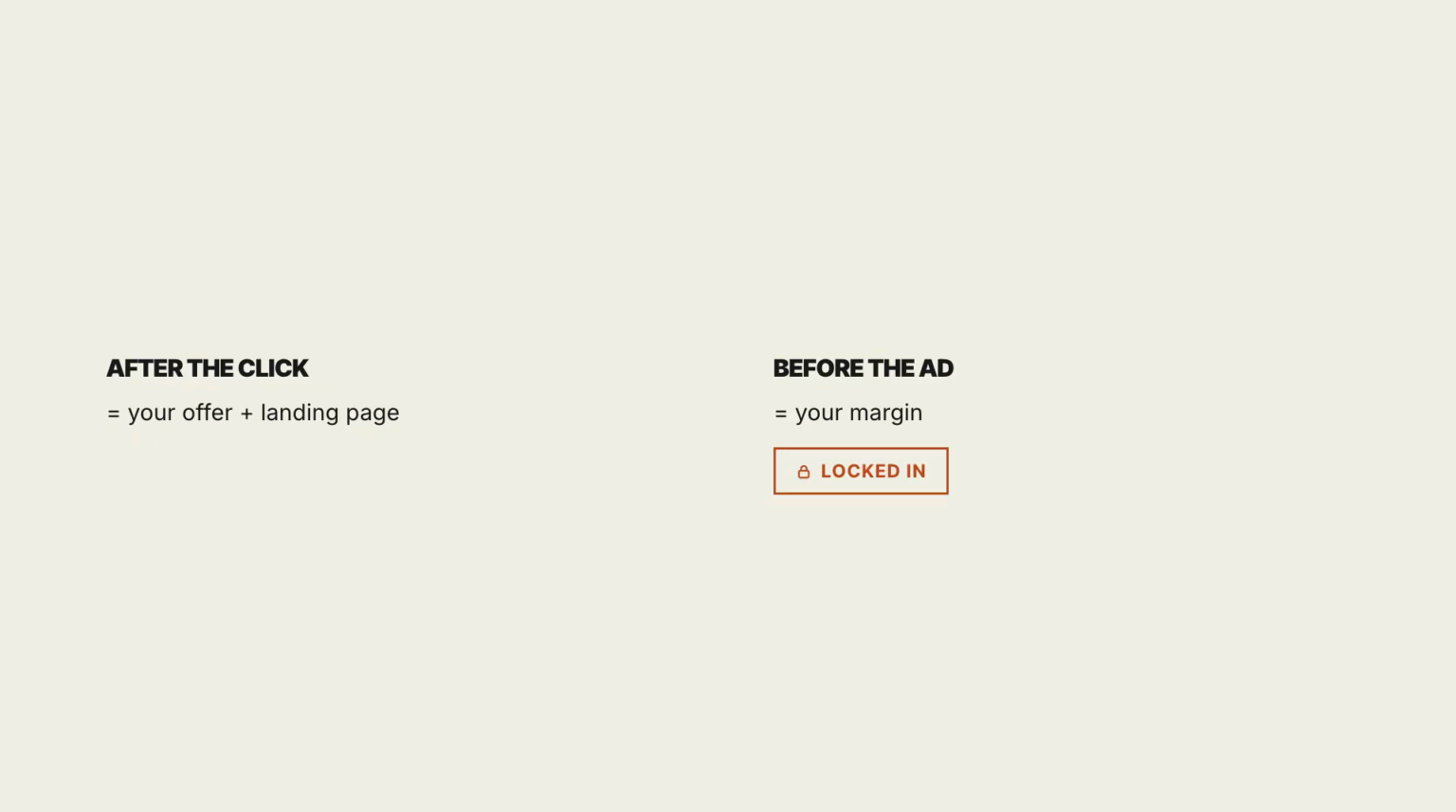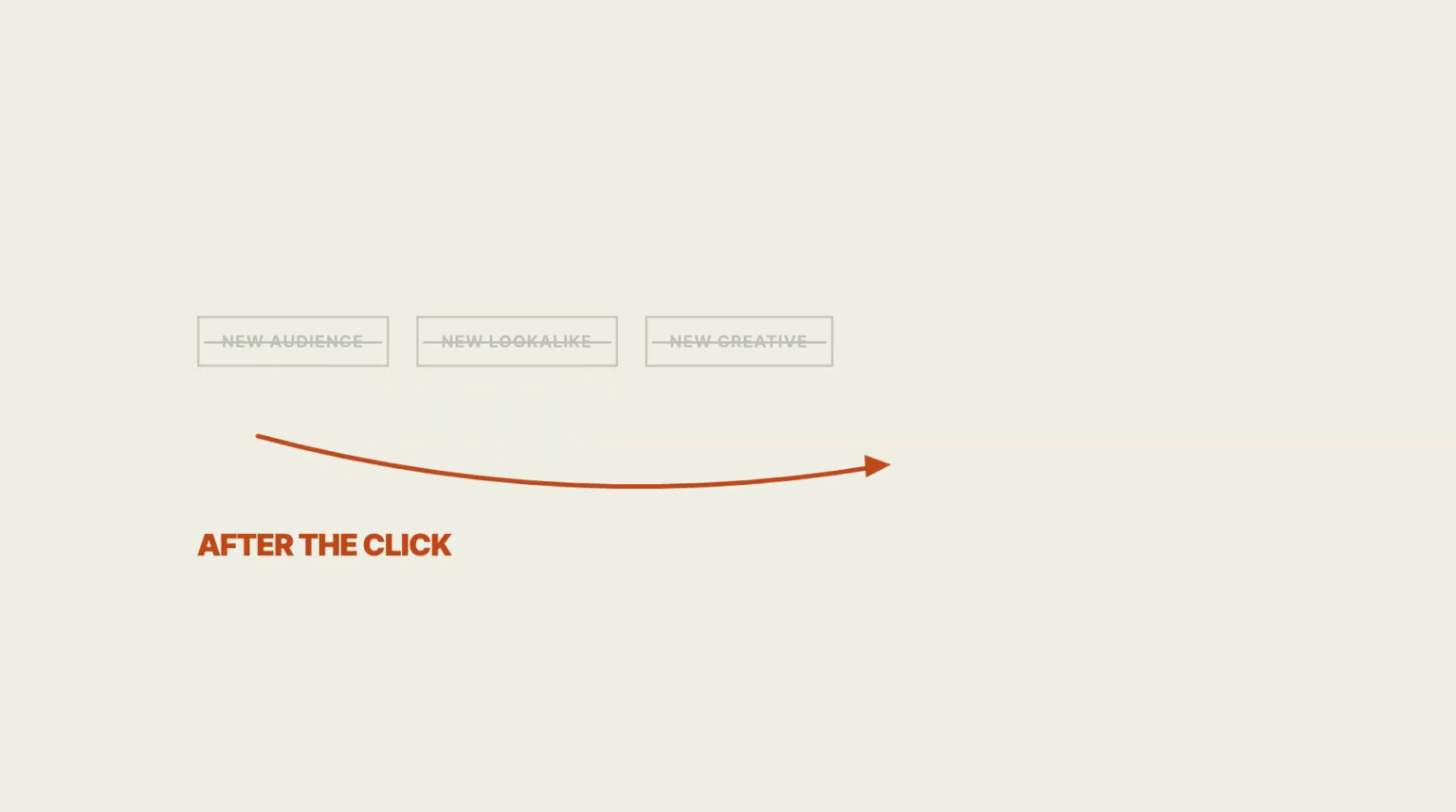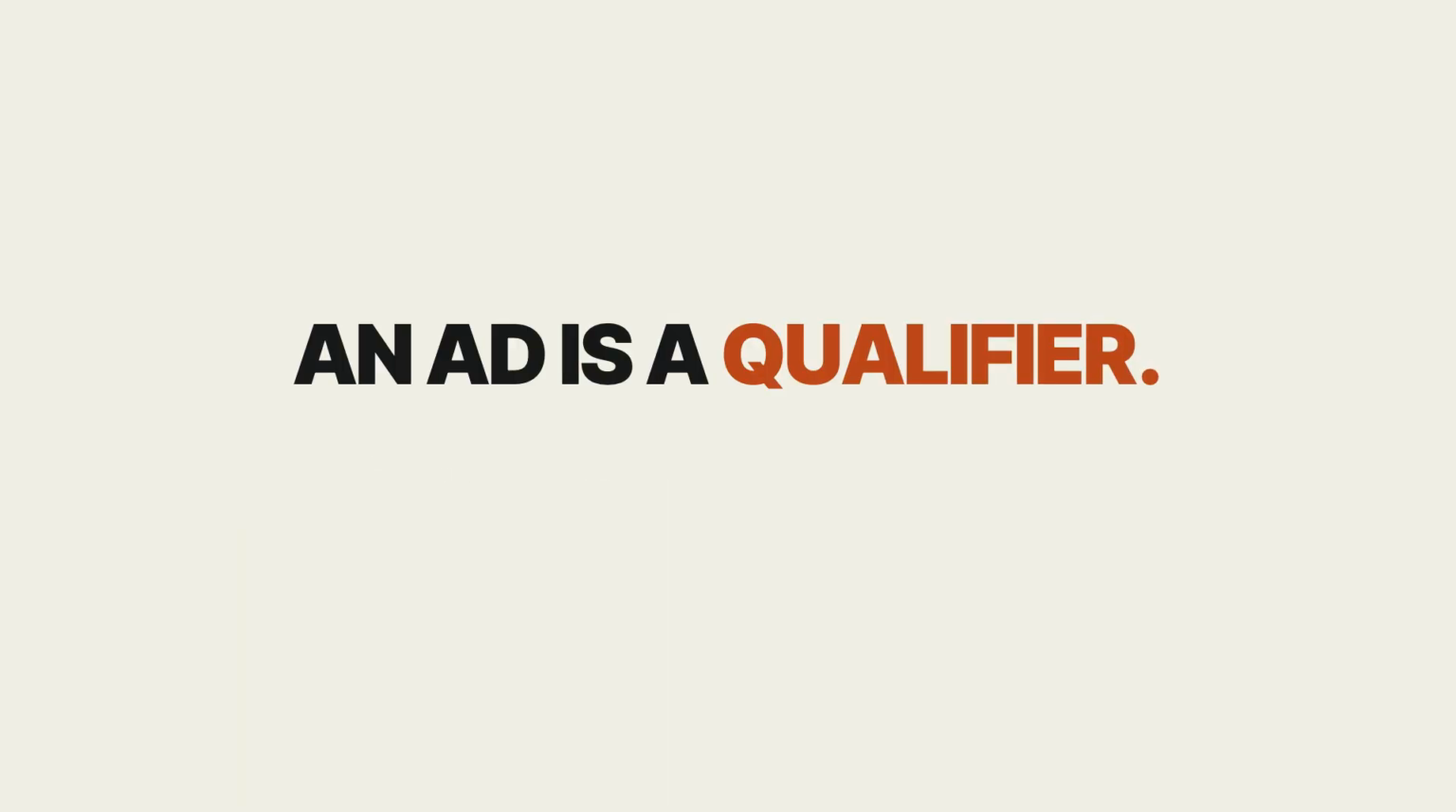Direct response marketers have known this for decades. A great ad in front of a weak offer still fails. A mediocre ad in front of a strong offer still sells. So if your targeting looks healthy and your cost per customer keeps climbing, the honest question is not which audience to try next. It is what happens after they click. An ad is a qualifier. It is not a closer.